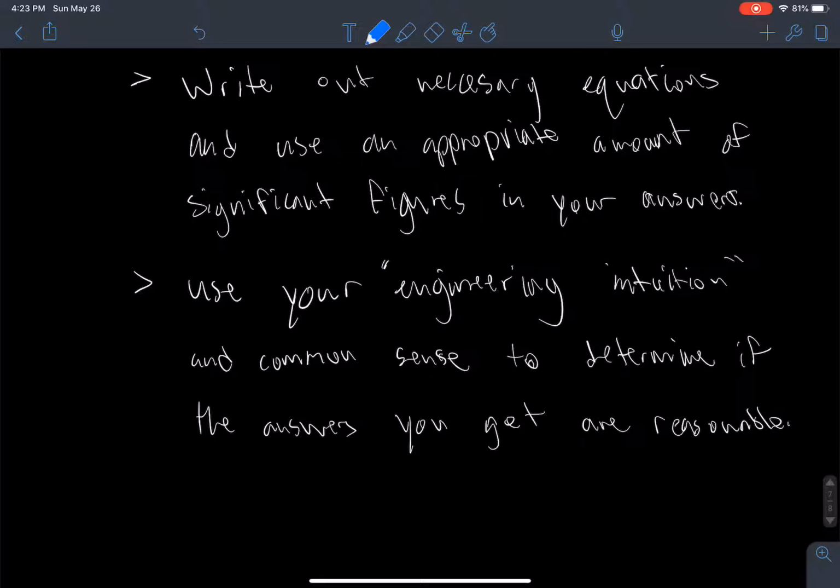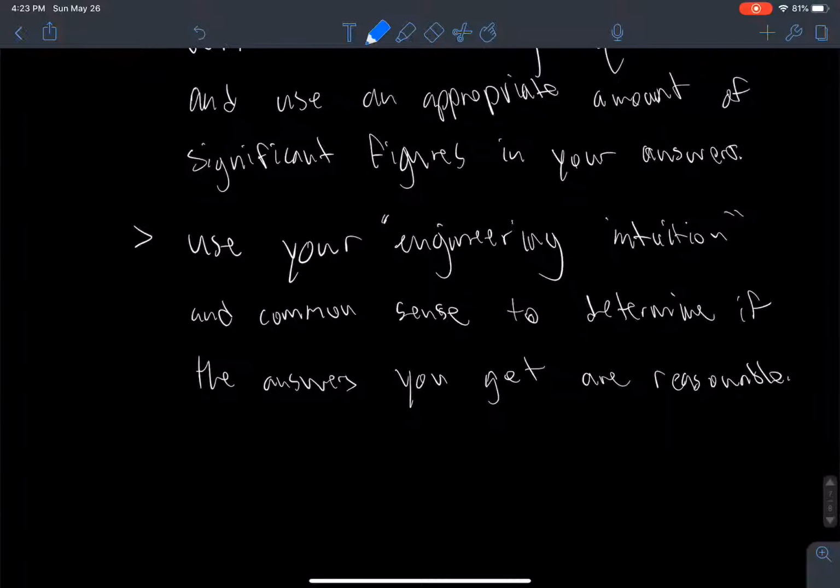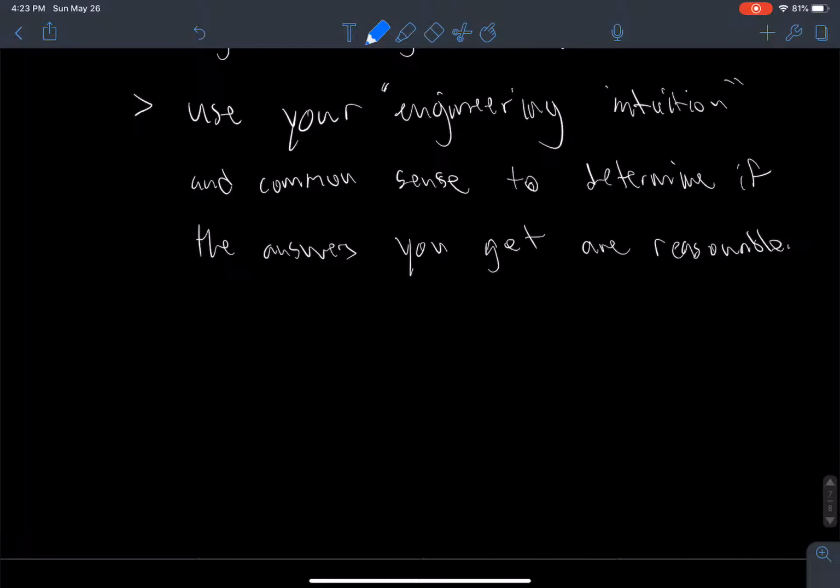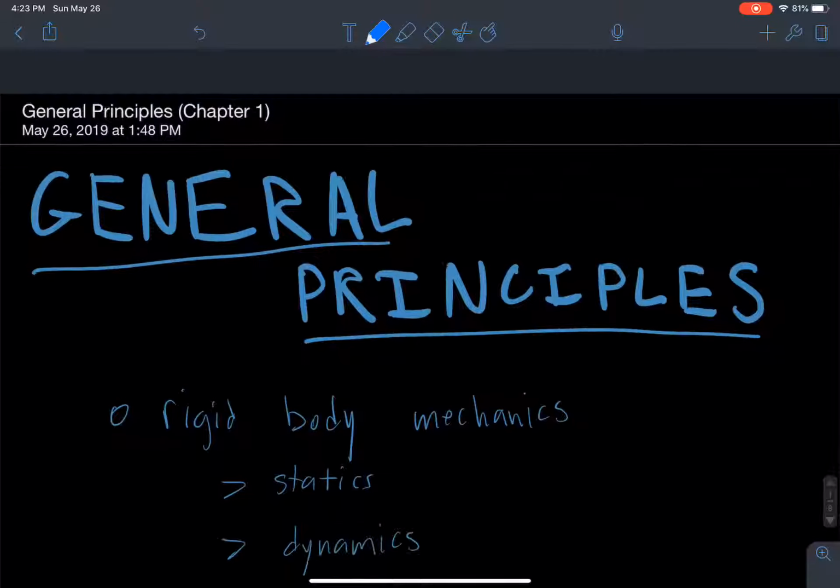So if you have a crane that's lifting a car and you end up getting that the tension in the crane is only like 10 pounds, and that's carrying the entire weight of the car, you're going to know that that's wrong just based off of common sense. There's plenty of stuff similar to that where you'll get an answer and say, that's not quite right, and you look at it again one more time and get a much more reasonable answer. And that's basically it for this general principles stuff.